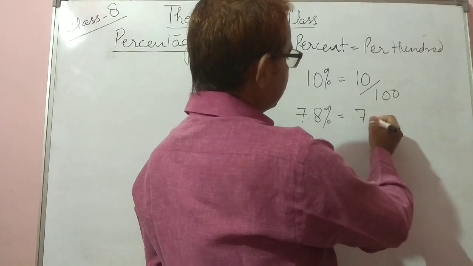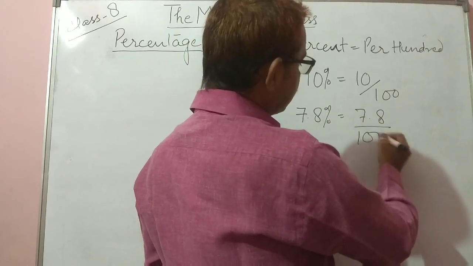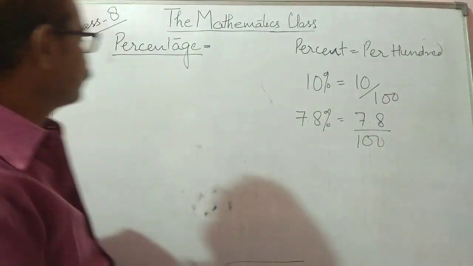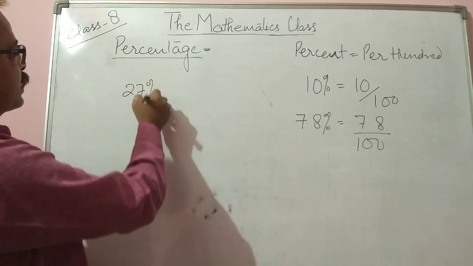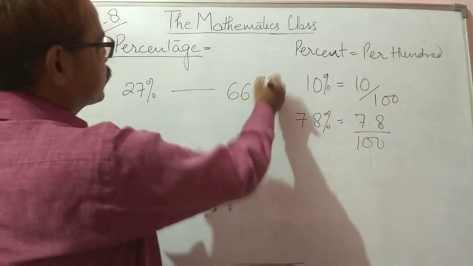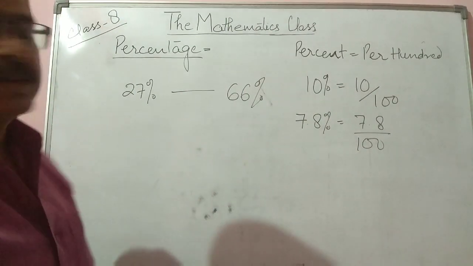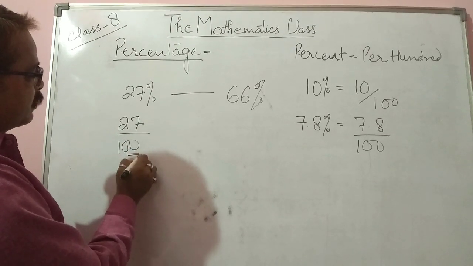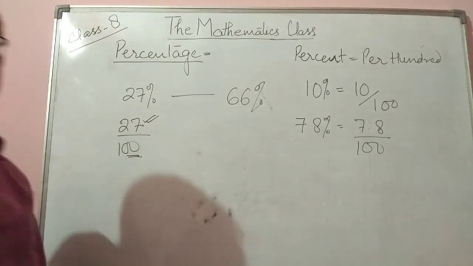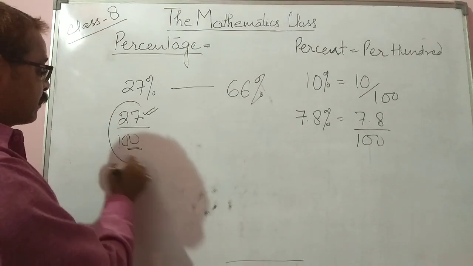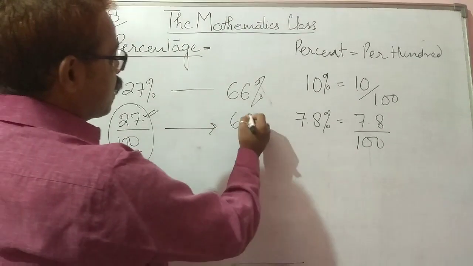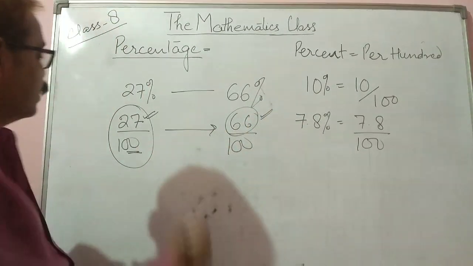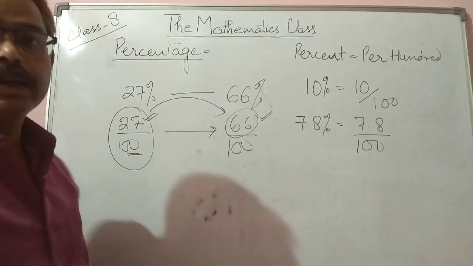7.8% means 7.8 out of 100. Suppose nowadays COVID is going on and they say initially the recovery rate was 27% and now it has changed to 66%. What is the meaning of this? That out of per 100 infected people, 27 were recovering initially, but now out of every 100, 66 people are recovering. So there is a growth in recovery.